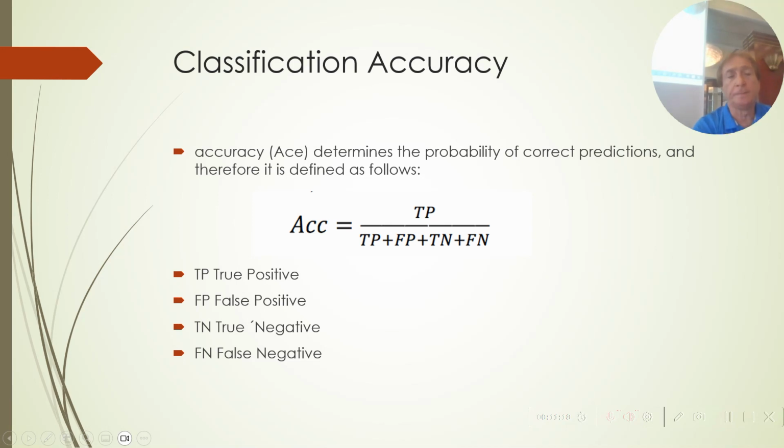Yes, and then to classify the images, we created a metric, the so-called accuracy (ACC), that determines the probability of correct prediction, and therefore is defined as follows. TP is true positive, FP is false positive, TN is true negative, and FN is false negative.